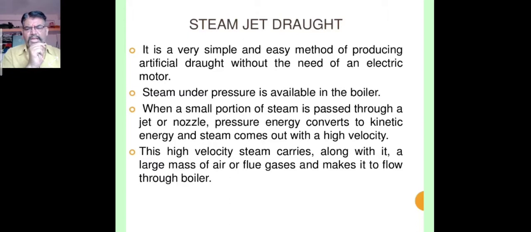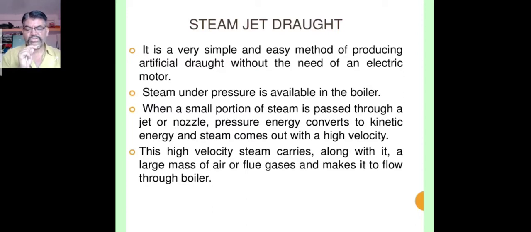One of the mechanical draughts is named the steam jet draught. Now what is actually the steam jet draught? It is a simple and cheap method of producing artificial draught. In a steam jet draught, the exhaust steam from a non-condensing steam engine is used for producing draught. It is mostly used in a locomotive boiler, where the exhaust steam from the engine cylinder is discharged through a blast pipe placed at the smoke box and below the chimney.